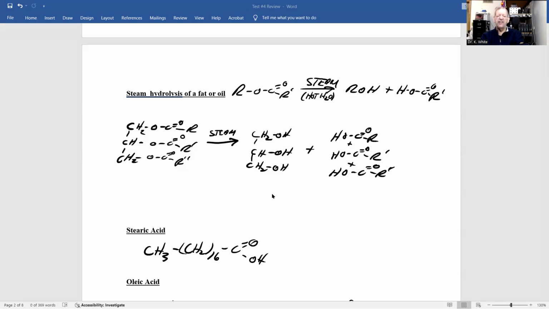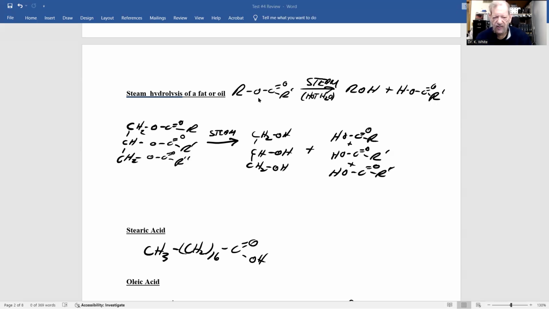If you use steam, now, steam, high pressure steam, is very hot water. And there are two ways of catalyzing or making a reaction go fast. One is use a catalyst. The other is, for most reactions, not all, but this one is true, you increase the reaction temperature. So instead of using acid and water, use hot water.